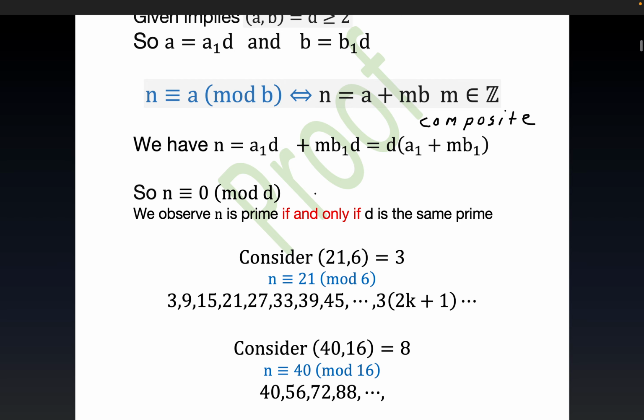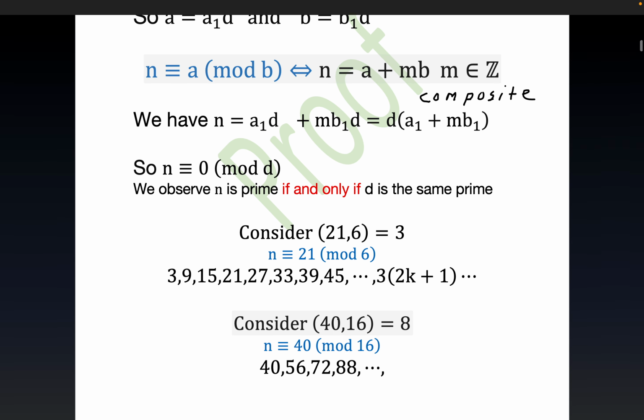Right here, I use the same example, 21 and 6. These are going to be elements that satisfy the congruence or the arithmetic sequence. 3 plus 6 is 9, 9 plus 6 is 15, and so on. Notice that every one of these is a multiple of 3, and all of these numbers past 3 are composite because they're divisible by 3. But you see, if you put 3 right here, 3 minus 21 is negative 18, which is divisible by 6. But it had to be a prime number.